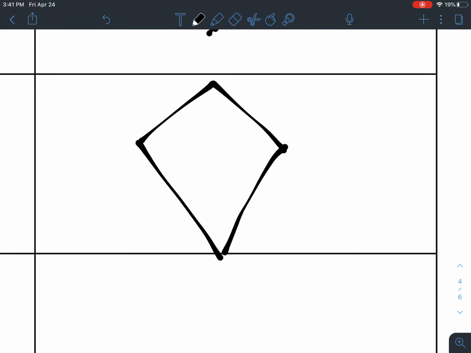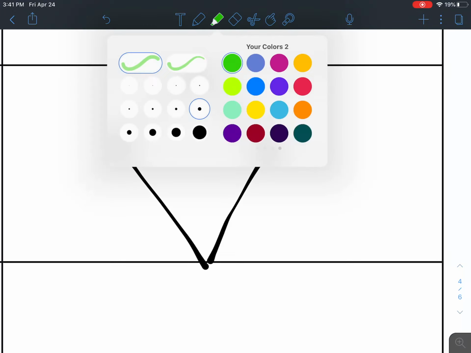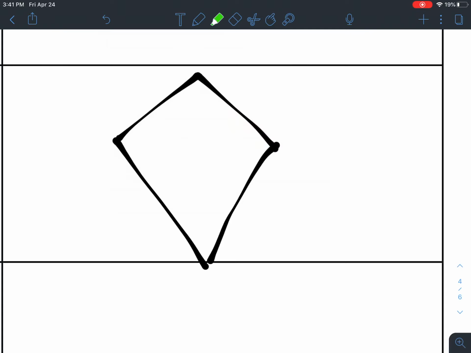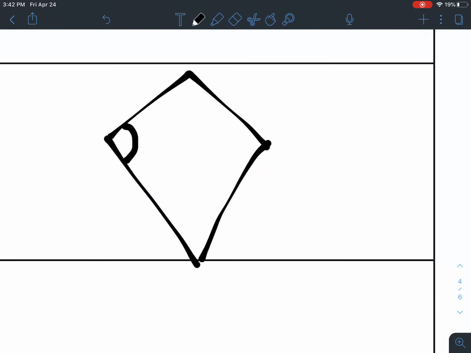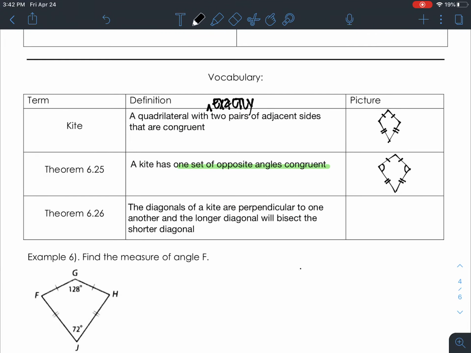Okay, so one of these sets is going to be congruent, all right? And sometimes it's just going to take looking at the picture. But do you see how this set of opposite angles, this right here is obtuse and this right here is acute? Obviously, those are not going to be congruent. So they're going to be the ones that kind of look the same, all right? So these angles right here are going to be congruent, okay? That's the first property. So you have exactly one set of angles that are congruent, okay?